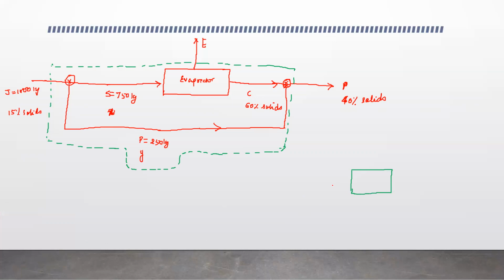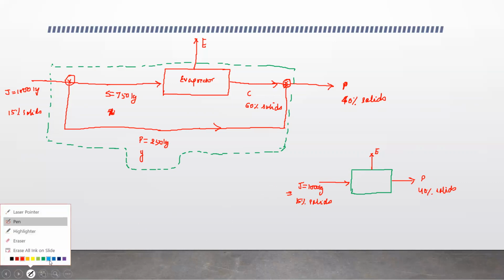And then I have J coming in at 1000 kg and it contains 15% solids. Then I have E over here and I have P. The rest are not going to be counted because all of them are system to system transfer. This one is surroundings to system transfer and these two are system to surroundings transfer.